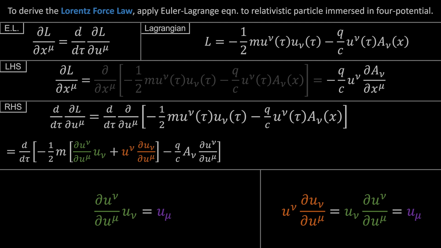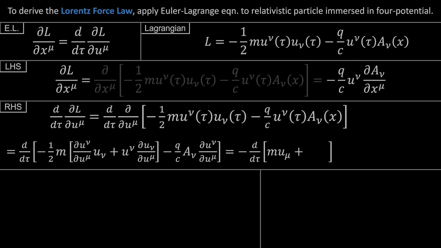So in that expression, in this sum of the green and the orange terms, we end up having 2 u mu. So we multiply that through, it cancels out the 1/2, we pull the negative sign outside the time derivative, and we end up with the negative time derivative of m times u mu, plus something, plus the interaction something. So what is that interaction something?